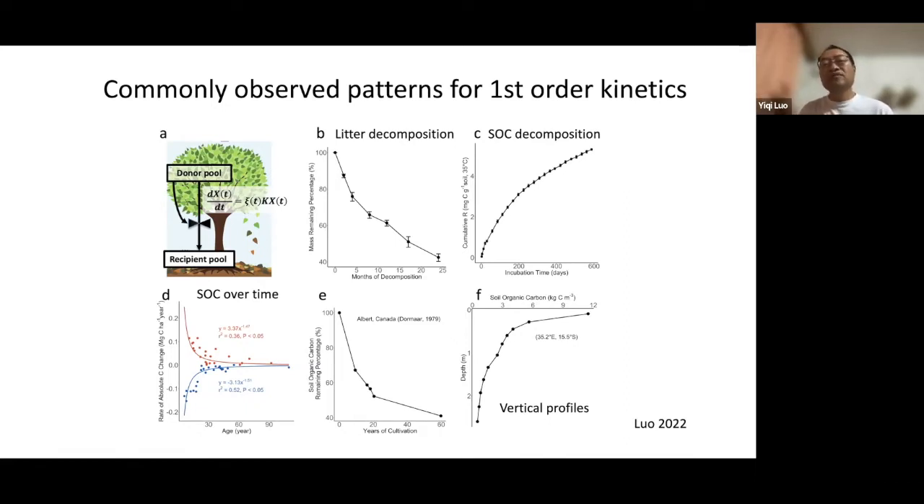Almost all of them also follow this kind of cumulative pattern, which can also be described by first order kinetics. We also synthesized soil carbon dynamics over time during forest succession, during cultivation, and in the vertical profile. So far, my lab has tried to synthesize all kinds of data we can collect. Almost all of them follow first order kinetics.